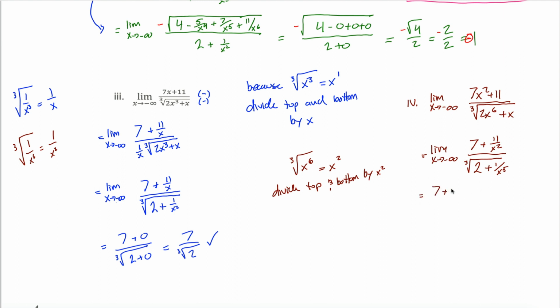I get 7 plus 0 divided by the cubed root of 2 plus 0. I get 7 over the cubed root of 2. The exact same answer that I got over here. Is this answer correct? Well, because I have radicals, I should probably check my answer.